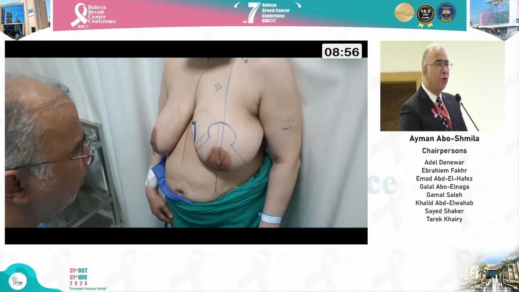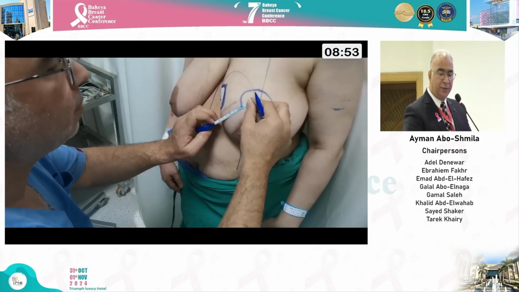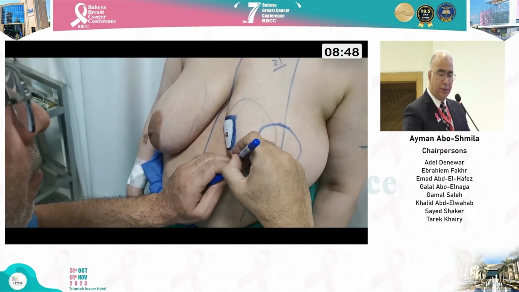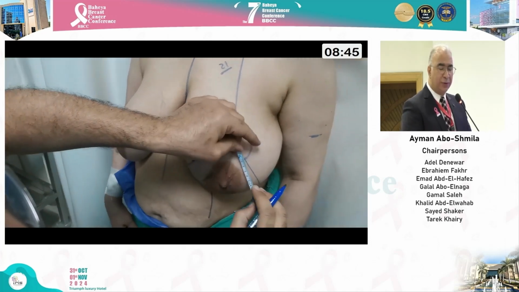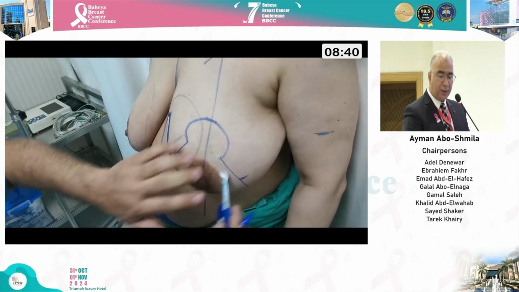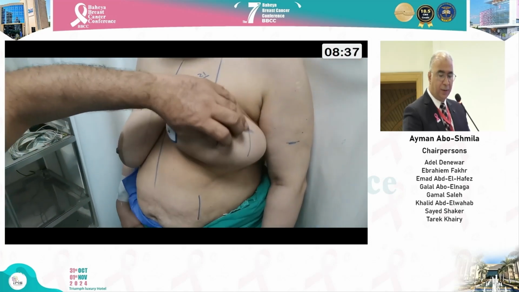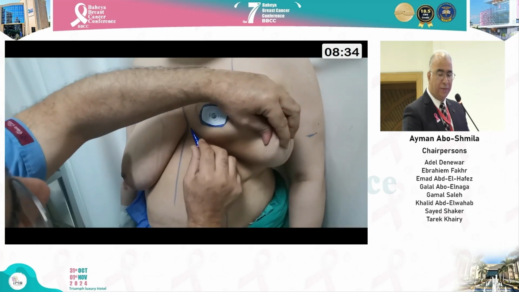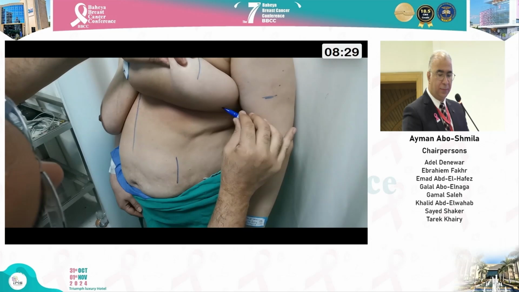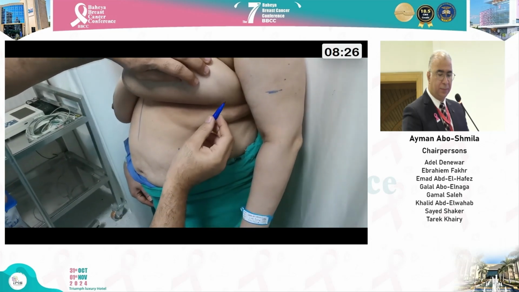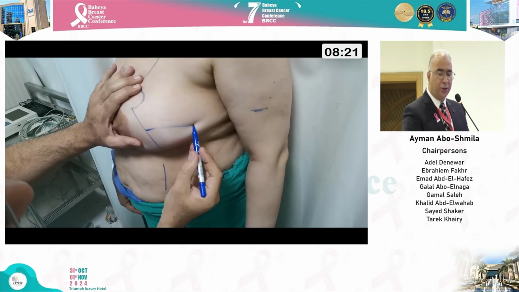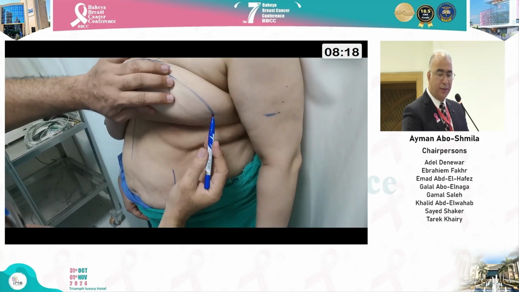It differs according to the skin elasticity from patient to patient. You can make it from 5 to 7. I usually make it shorter because I start closing from outside to inside, so by the end this gives more projection to the patient. Then we draw our inframammary fold. Then we join the two points to make the ghost area.